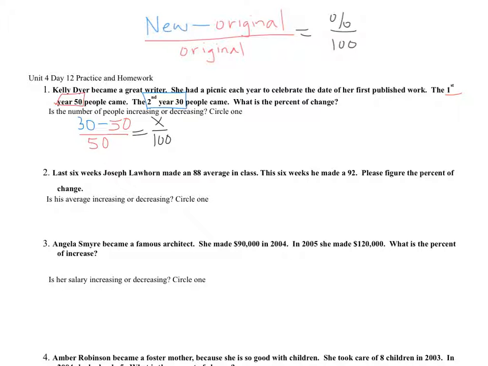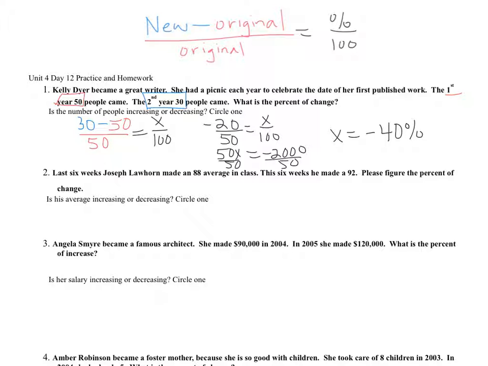Now before you cross multiply, you have to subtract. 30 minus 50 gives you negative 20 over 50 equals x over 100. Now you can cross multiply and divide. Negative 20 times 100 gives you negative 2,000. 50 times x is 50x. Divide both sides by 50. So x is equal to negative 40%.